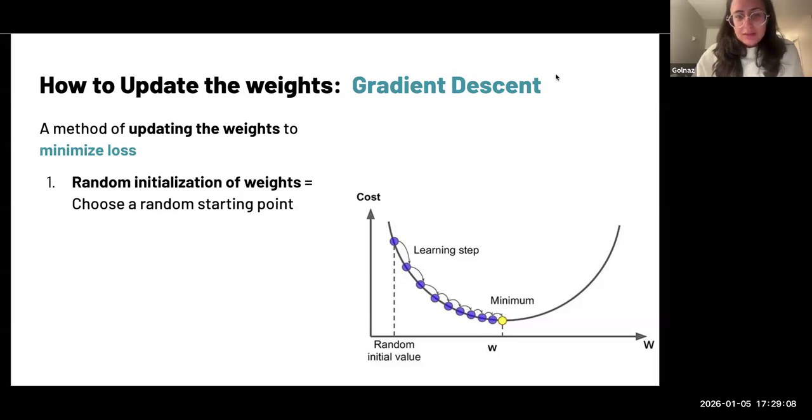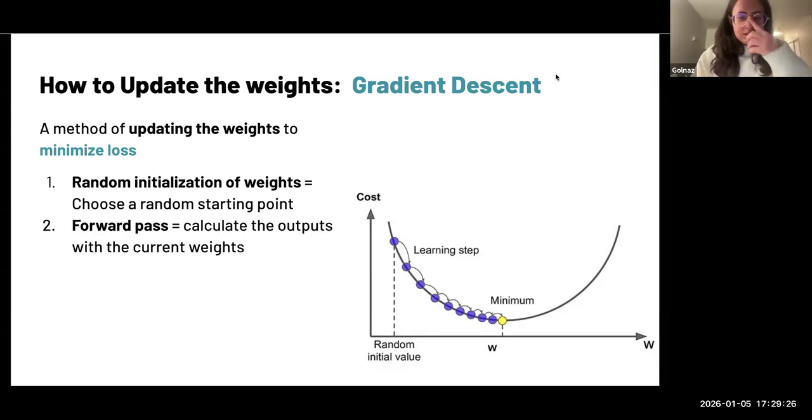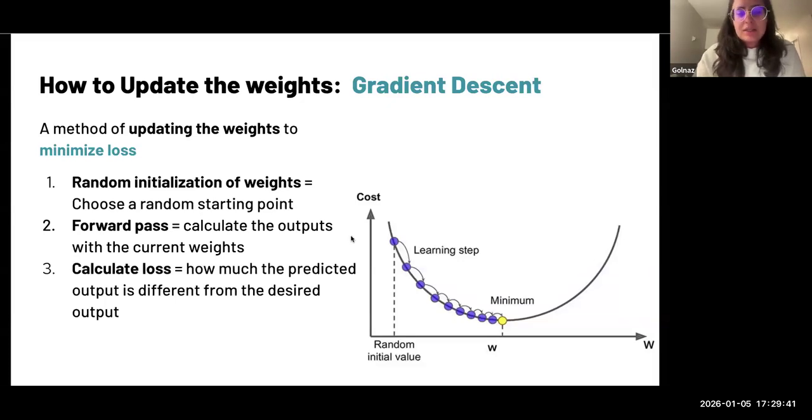So how a neural network usually works is that we randomly initialize weights, because at the beginning, we have no idea how important each feature is and, based on the information that we have, what the pattern is. So we start randomly. We choose a random starting point. And then we go through a forward pass. That would be calculating the output based on the current weights that you have. And once you have the output, you can calculate the loss function. So you can see how much the predicted output is different from the desired output in your data set.